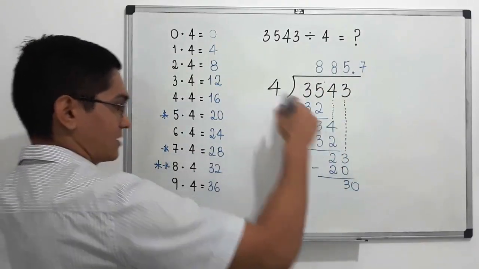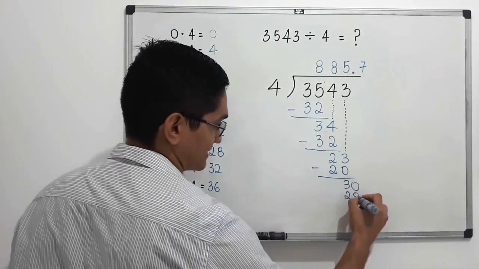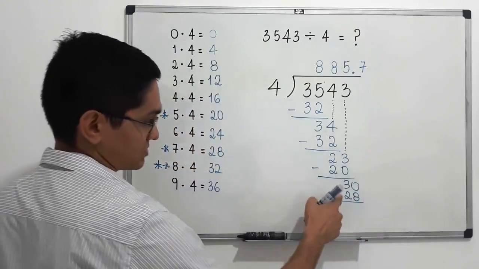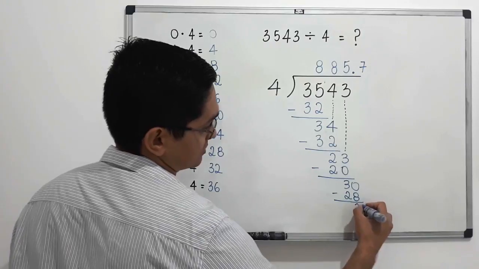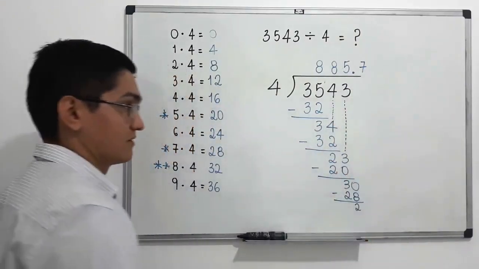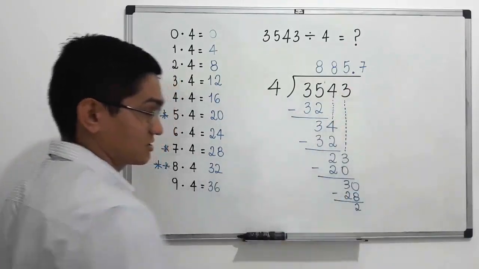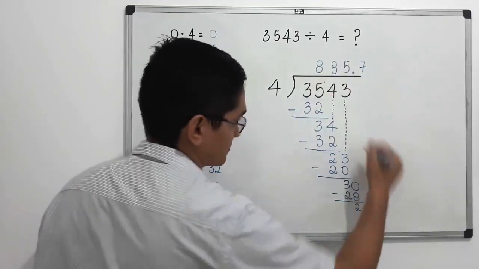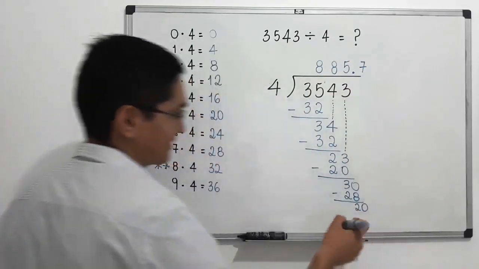7 times 4 equals 28, you write it here, and you subtract. 30 minus 28 equals 2. Since you put the dot here, you don't have more digits to bring down. I said you should bring down 0. So bringing down 0, you get 20.